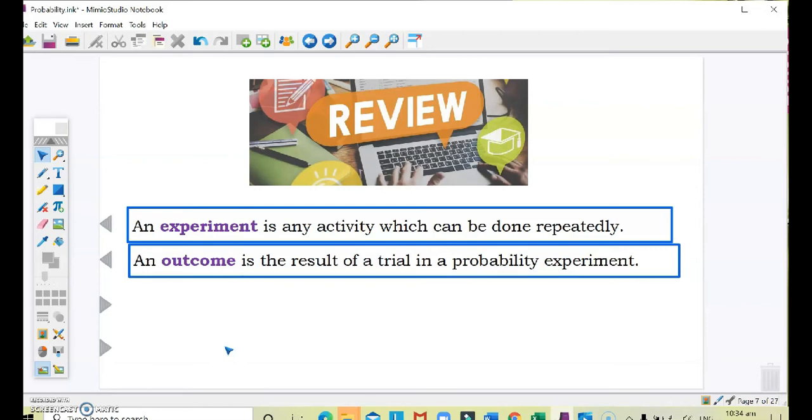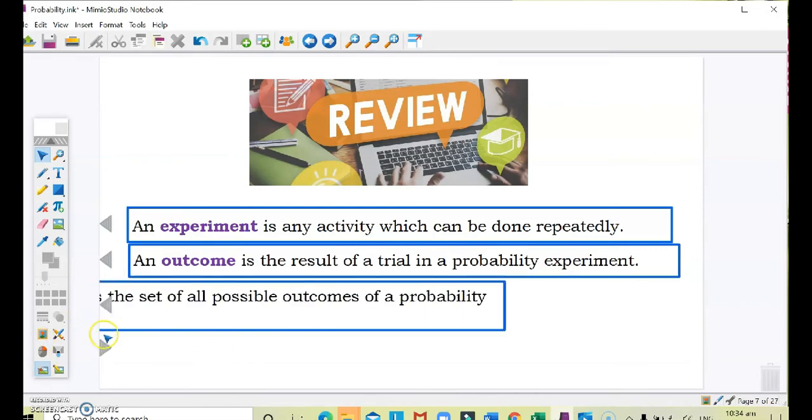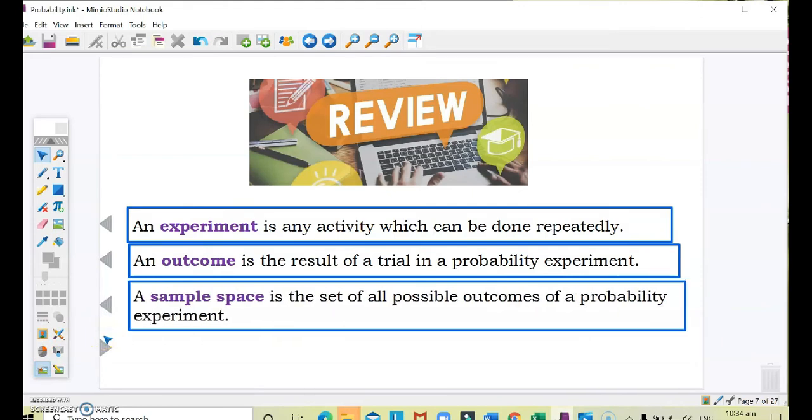So, the head and the tail, all the possible outcomes, is what we call the sample space. Sample space is the set of all possible outcomes of a probability experiment. Just like when you toss a coin, head or tail, or throw a die, there is a possibility of having 1, 2, 3, 4, 5, or 6. That's the sample space.